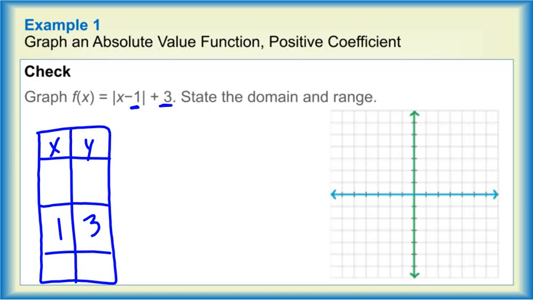Because remember, the vertex is at 0, 0. So if I make inside here equal to 0, add 1 to both sides, and x would equal 1, that just means they moved the vertex one place to the right and then up 3.